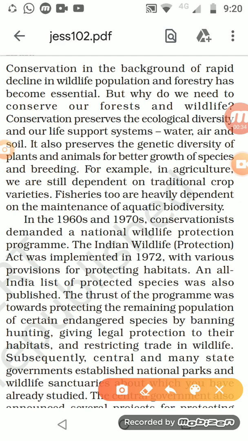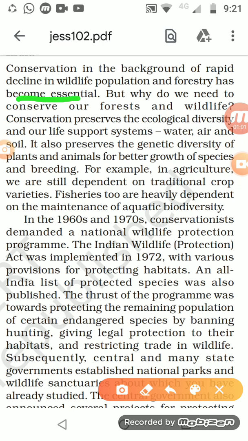We have to understand that not only in India, the whole world is facing a big crisis because of the degradation of the flora and the fauna. Conservation is very important because of the rapid decline in wildlife population and forestry. It has become essential for conservation to be there.